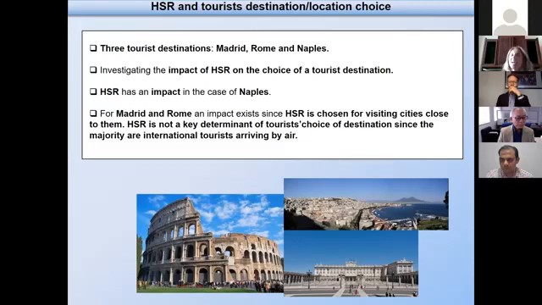And in the case of Madrid and in the case of Roma, the result was that they chose these destinations independently of the presence of high-speed rail, but they chose high-speed rail for visiting cities close to Madrid, like, for example, Toledo, or visiting cities close to Roma, to go to Florence or to reach Napoli. Because Napoli is in the south with respect to Rome, for the case study of Napoli, tourists arrive in Napoli because of the presence of high-speed rail.